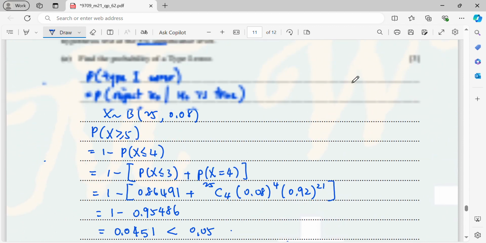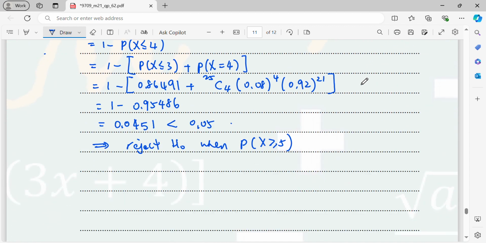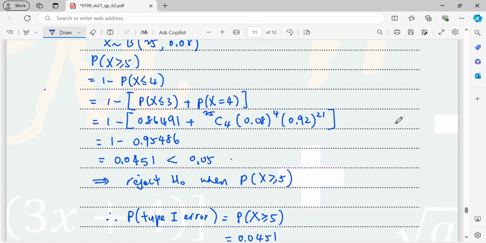So now the probability of rejecting H0 is also the probability of type 1 error. Therefore, the probability of type 1 error is basically P(X at least 5), which is going to be 0.0451. That is how we calculate the probability of making type 1 error.